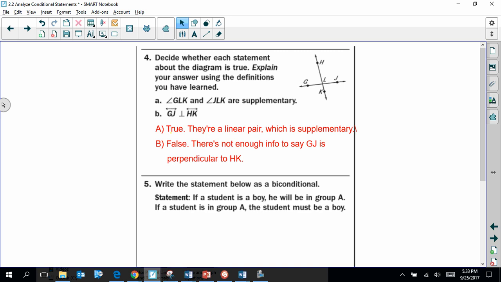GJ and HK, are they perpendicular? In this case, no, they're not, because there's simply not enough information. I don't know if those are drawn to look perpendicular. Just looking at them, they don't really look perpendicular, but that doesn't mean anything because the figure could be purposely drawn not to be to scale. I would have to have something that says, like a right angle symbol there or something, but right now there's not enough information for me to say that that figure is perpendicular or not.